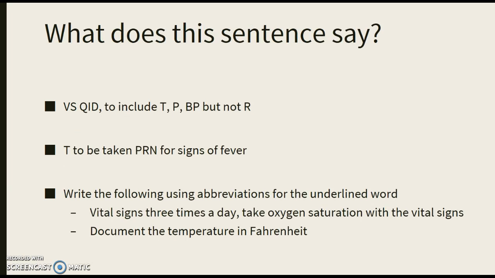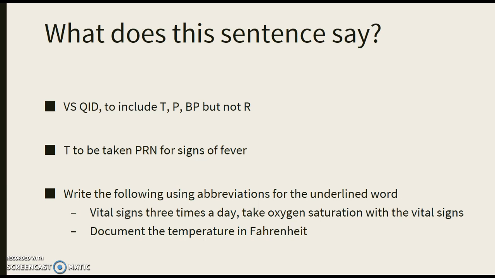So I'm going to ask you, what does this sentence say? VS QID to include TP, BP, but not R. So think about that one. You can go back to the previous screen. T to be taken PRN for signs of fever.